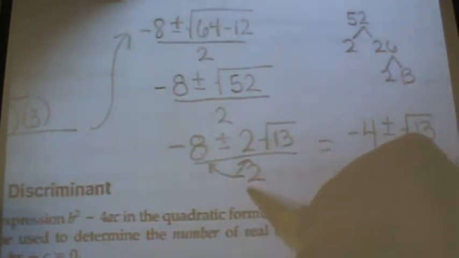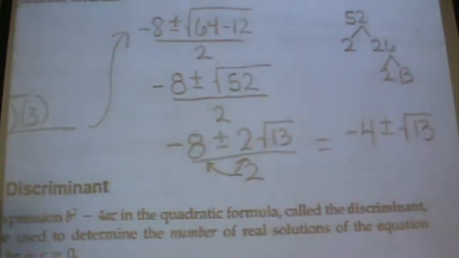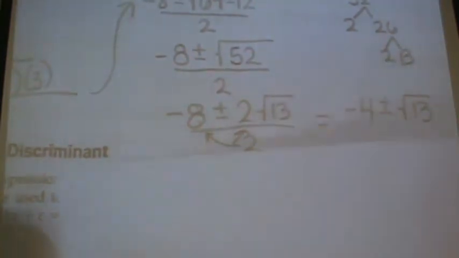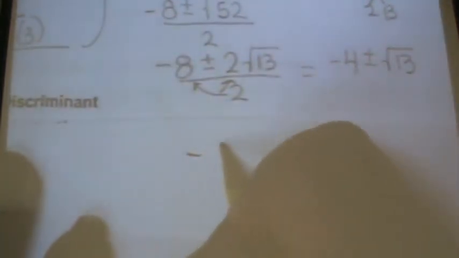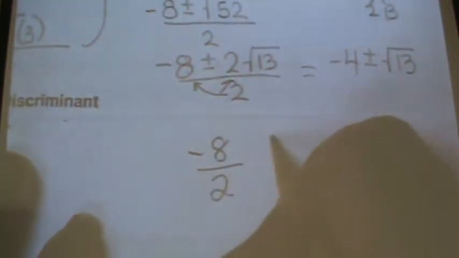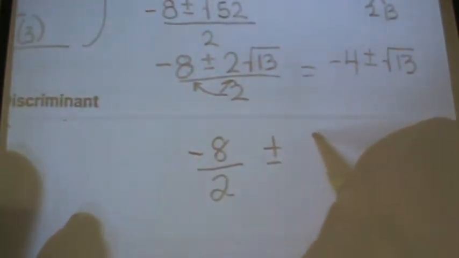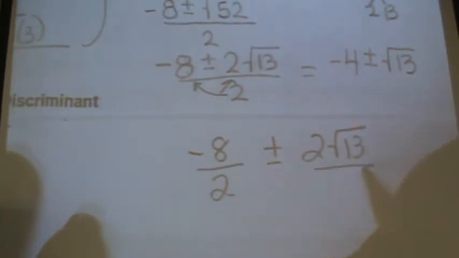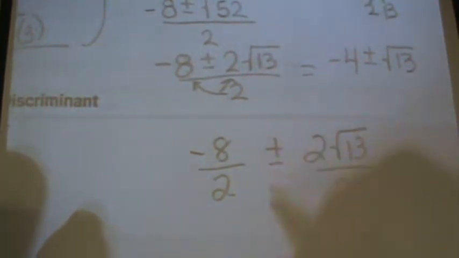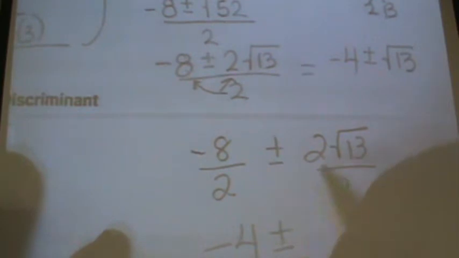Now, some people do this: they'll break it up and write two different fractions. Negative 8 over 2, and then plus or minus 2 root 13 over 2, like that. And then you can simplify it. Some people like that way better. That's fine.